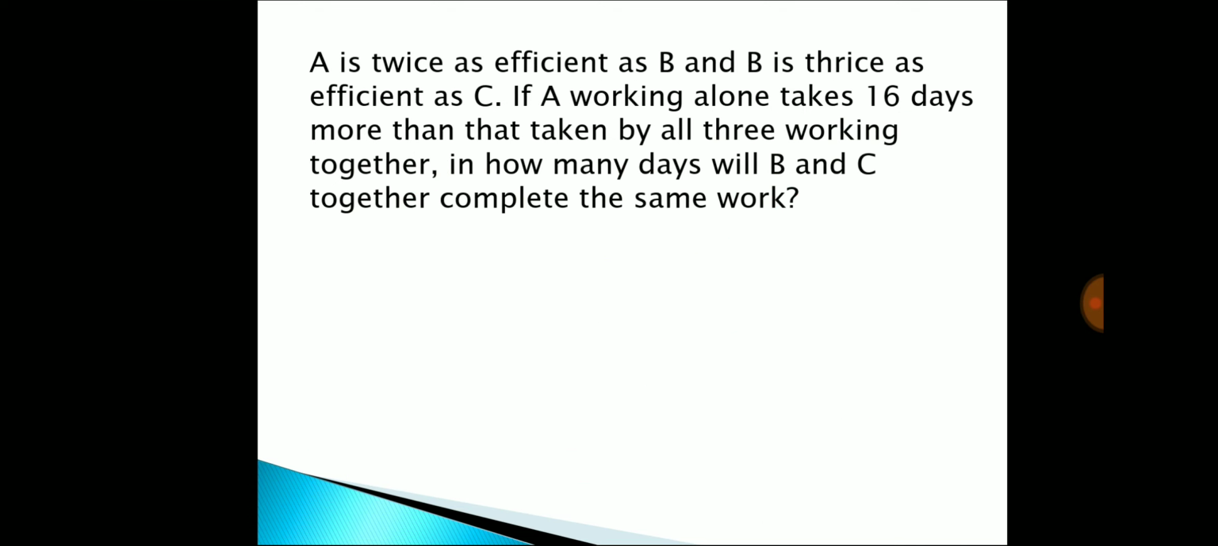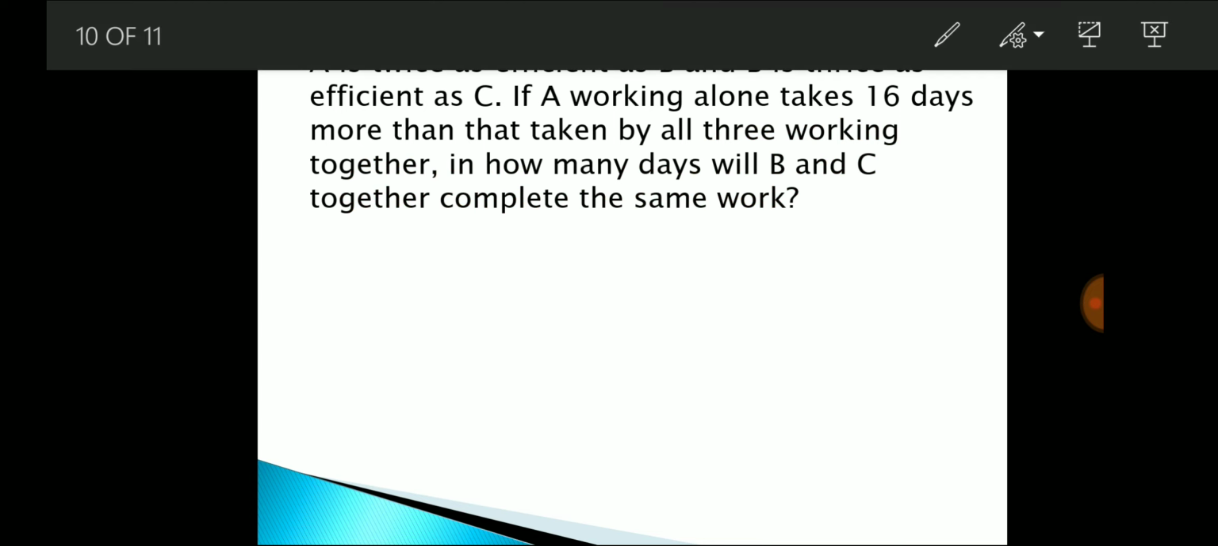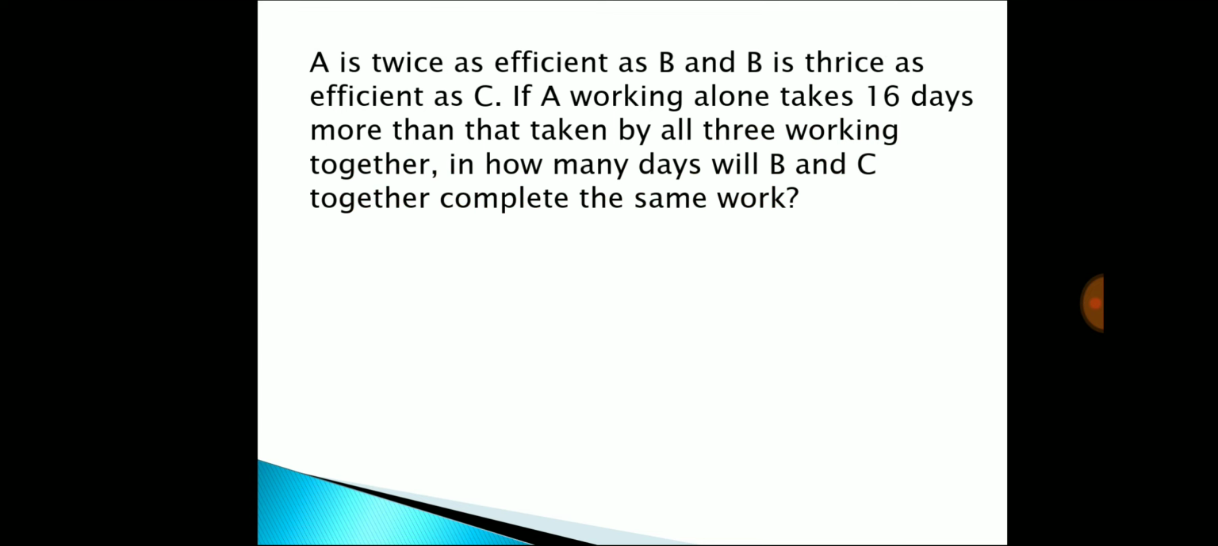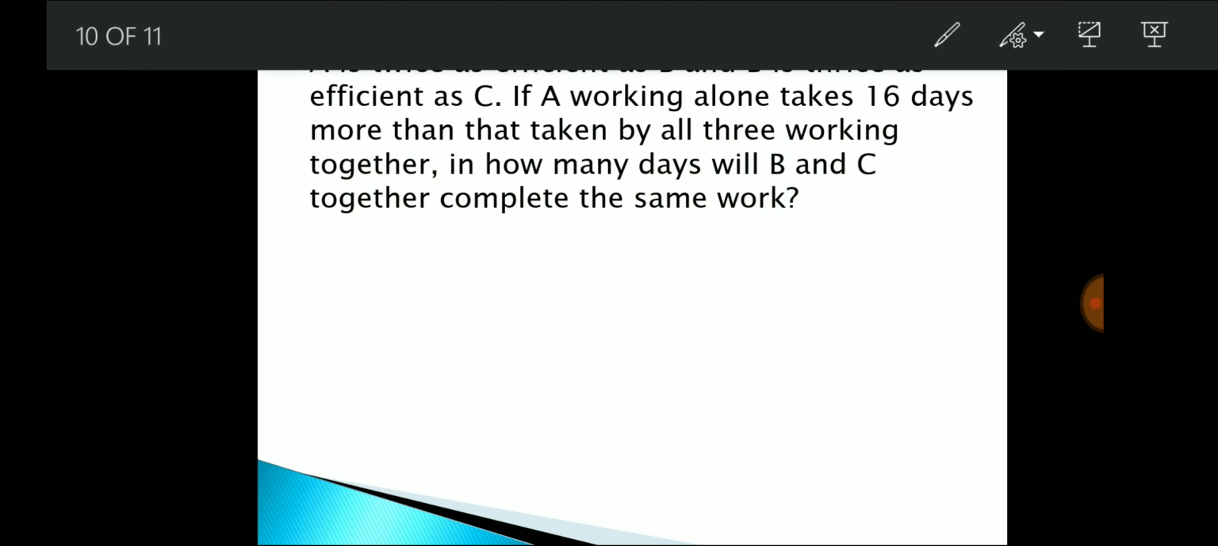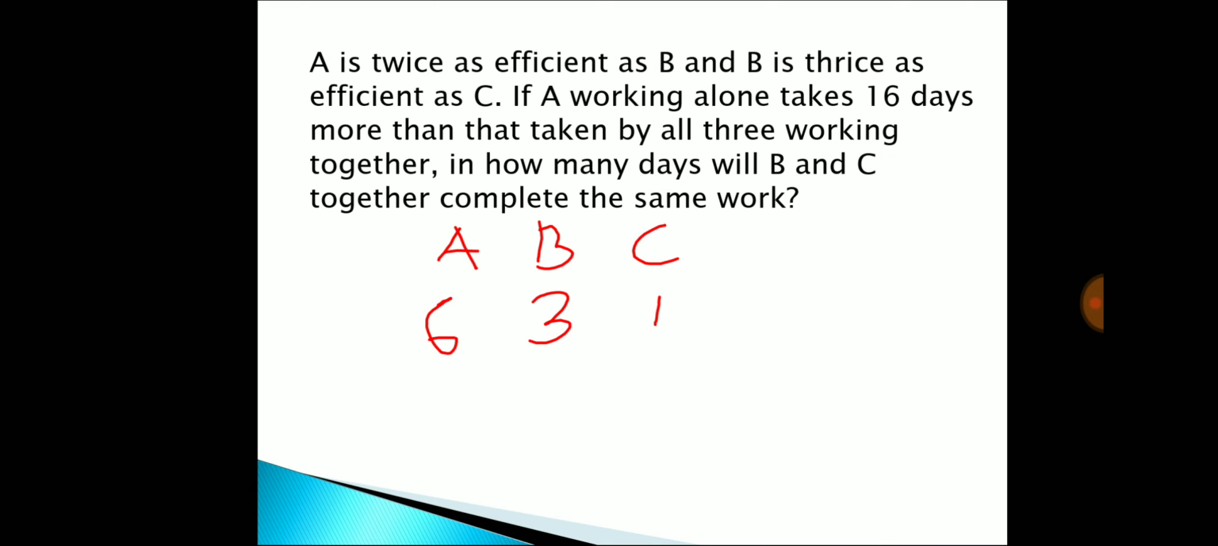Our next question. A is twice as efficient as B and B is thrice as efficient as C. So again, a very simple question. It has three things: A, B, C. A is twice as efficient as B and B is thrice as efficient as C. So C is 1, B would be 3 and A would be twice as efficient as B, which means A would be 6.